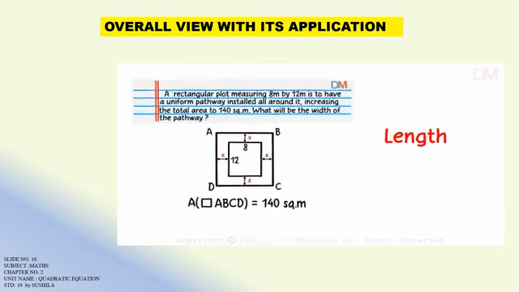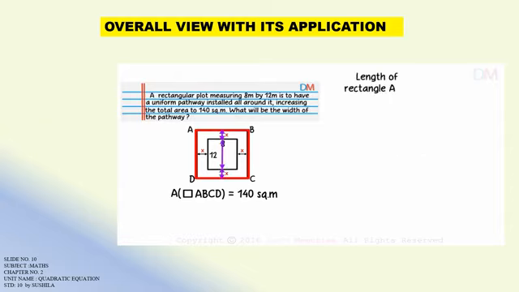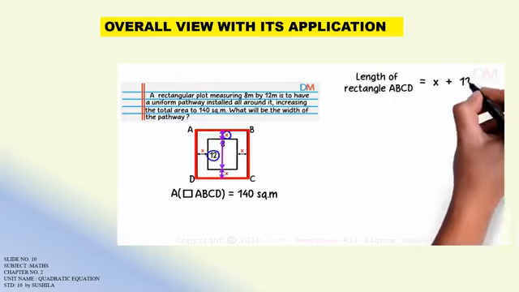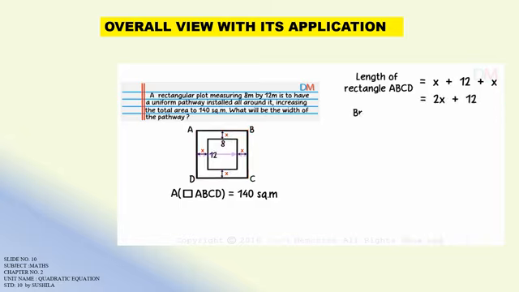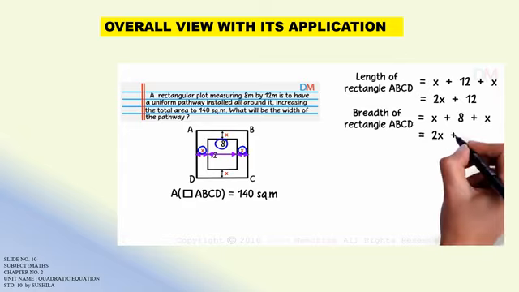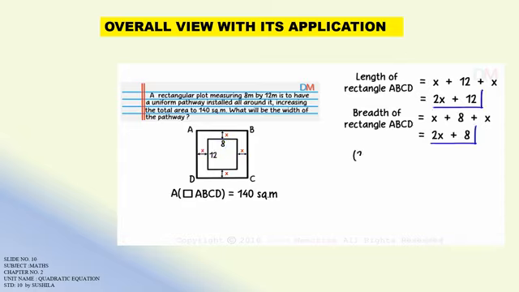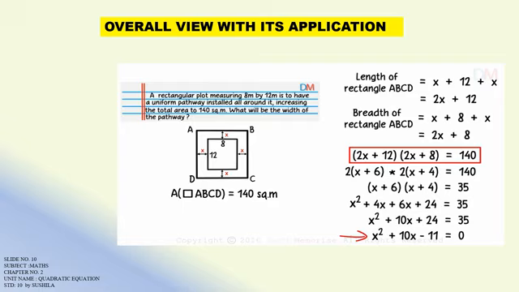Can you tell me the length and the breadth of rectangle ABCD? The length will be this length plus this length plus this length. It will be x plus 12 plus x, or 2x plus 12. And similarly, the breadth will be x plus 8 plus x, or 2x plus 8. The product of these two will equal 140. And solving it further will give us this quadratic equation. Solving this will give us the width of the pathway in meters.